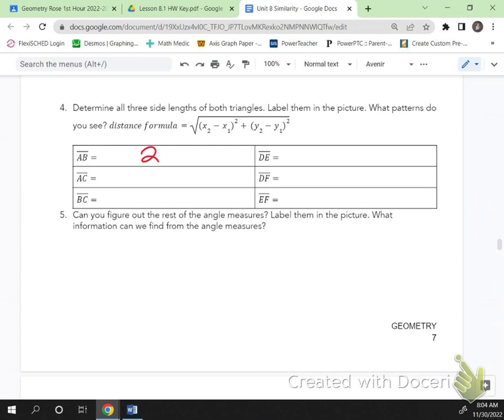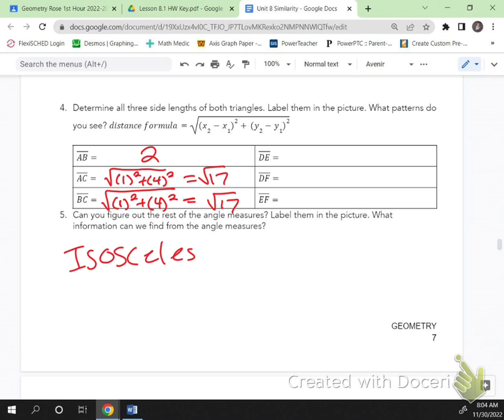So far we've got 2. We figured this out. It's 1 squared plus 4 squared. We also just saw that this has the same side length. I have a triangle with 2 sides that are the same. What kind of triangle is this? Isosceles. An isosceles triangle. We know that this is 1.